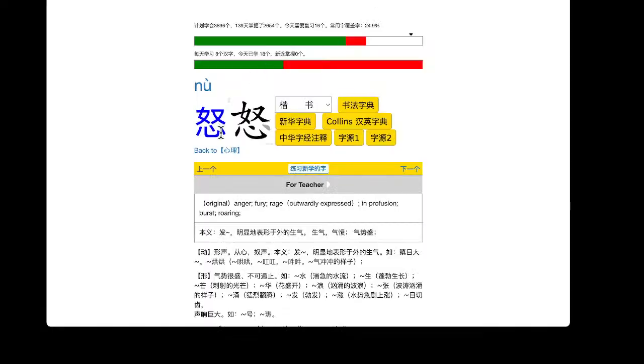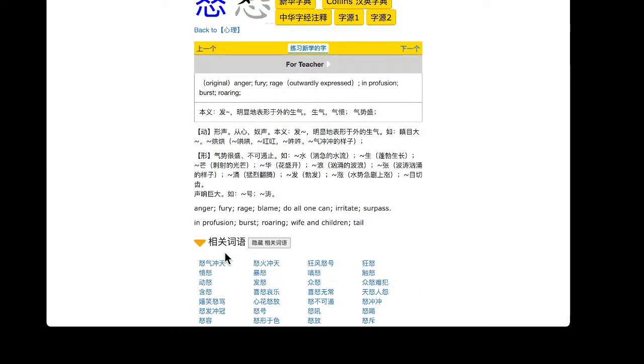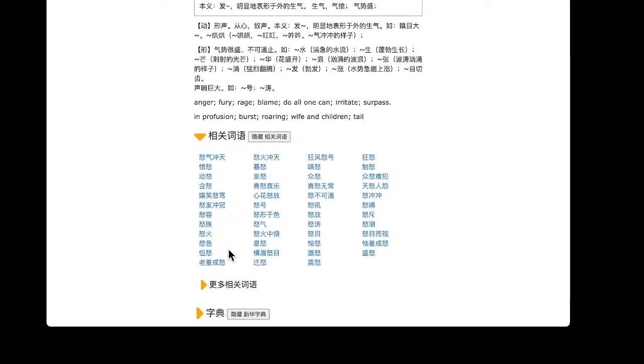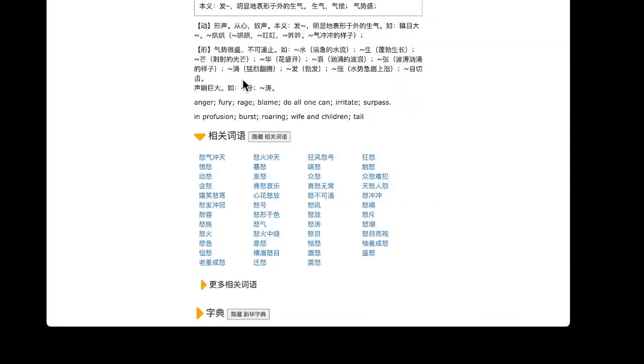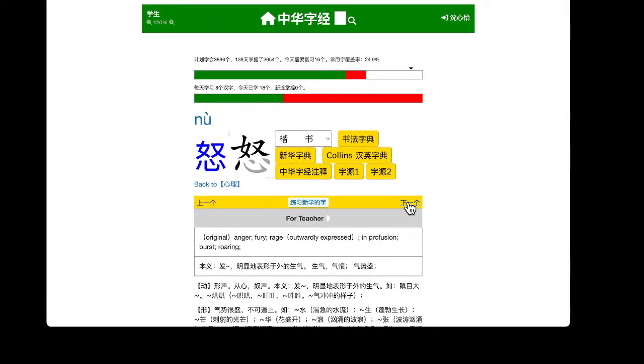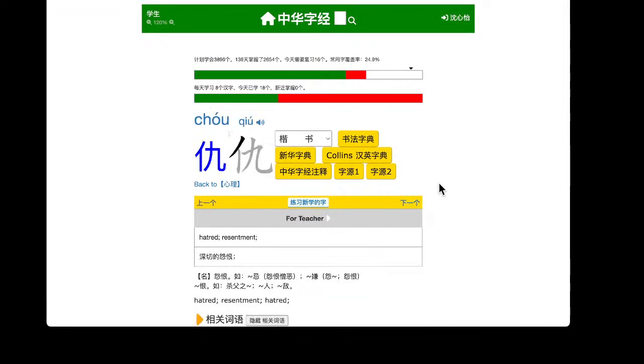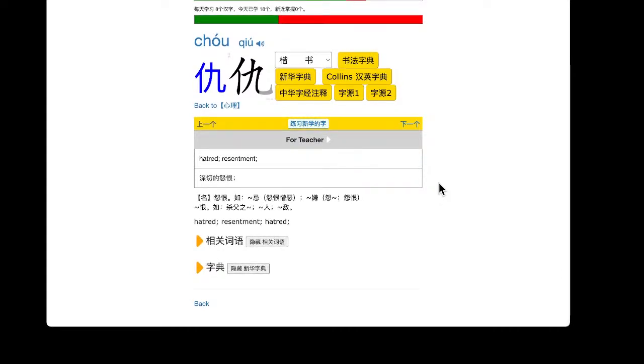So this is 怒. Now 愤怒 again is a two-word character. Right here, the second one, 愤怒. So 愤怒 is mad, anger, outrage, wrathful. Next one. 仇 means hatred or resentment. Hatred or resentment.